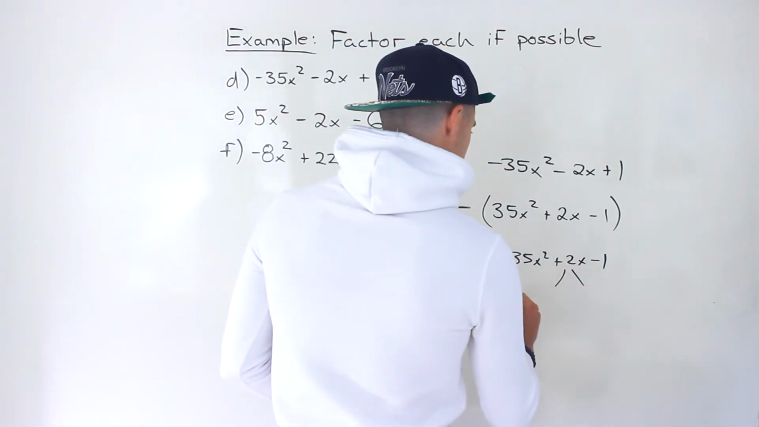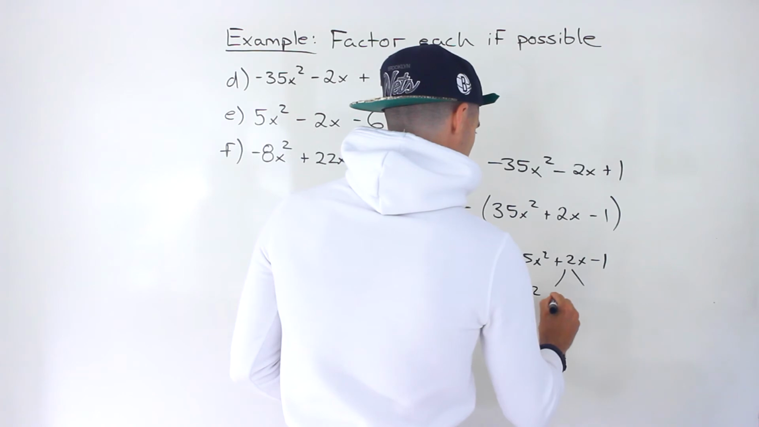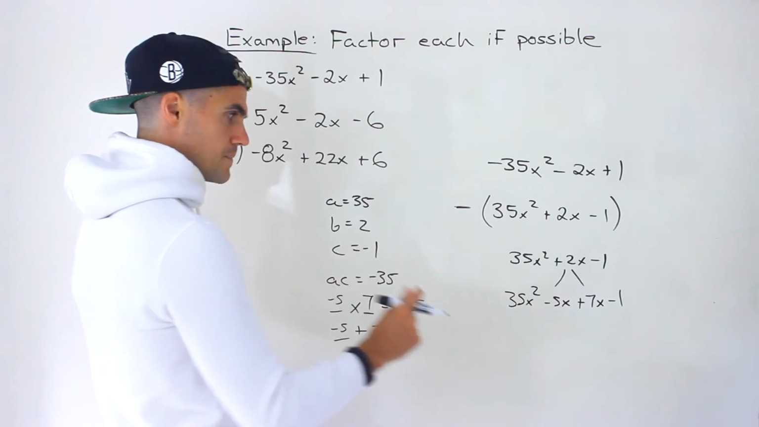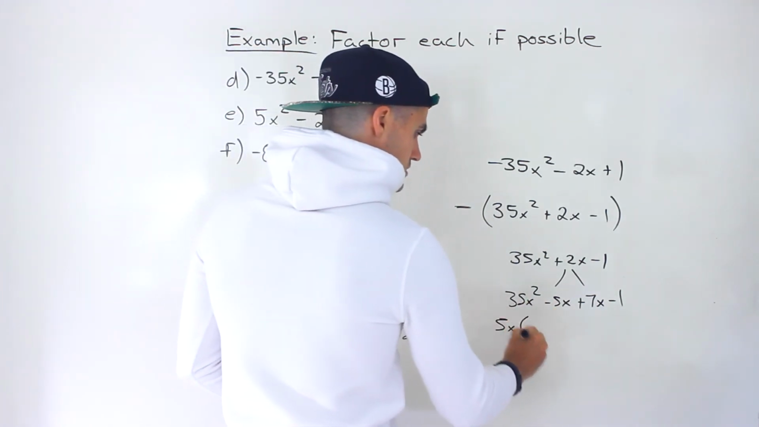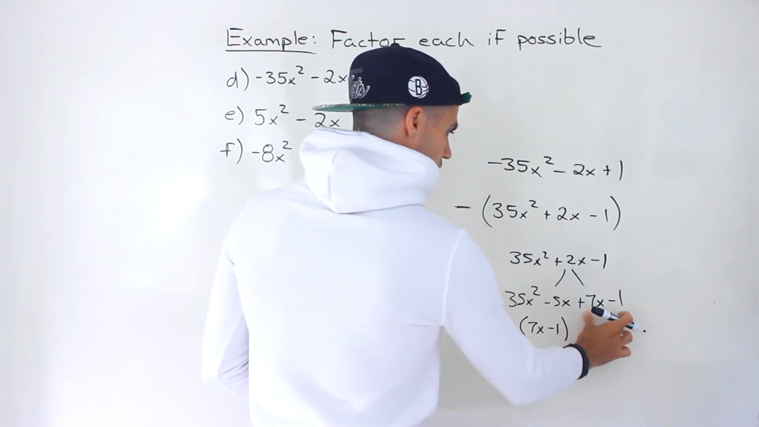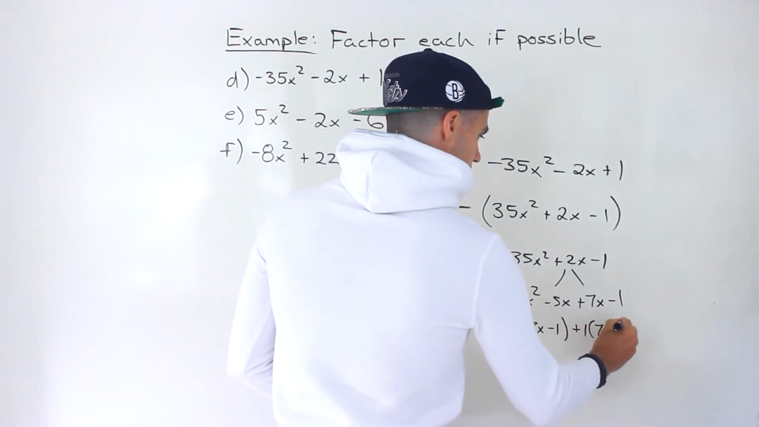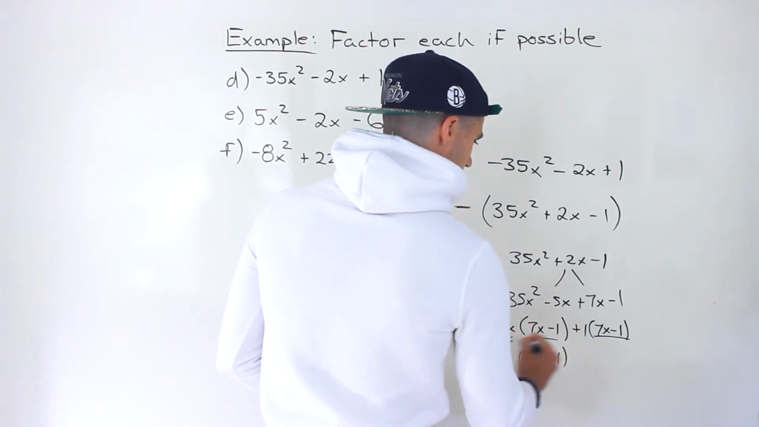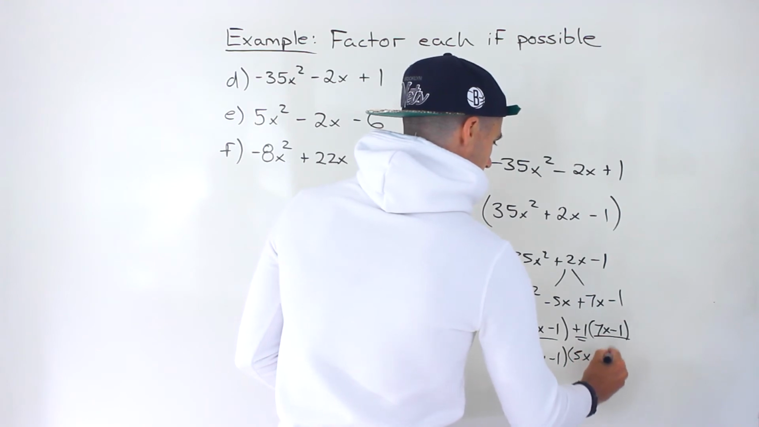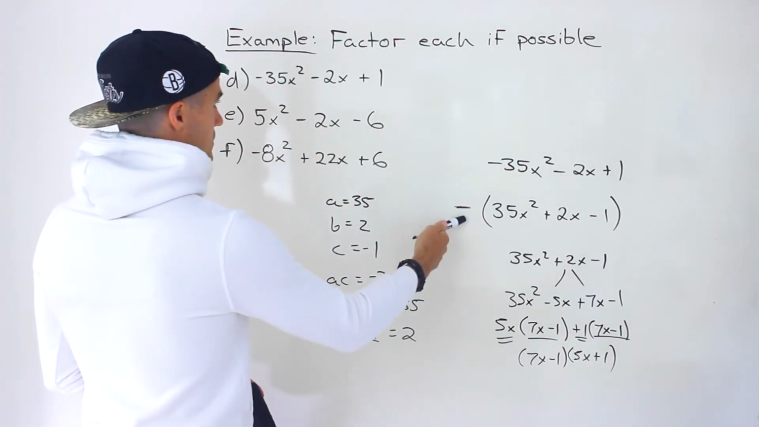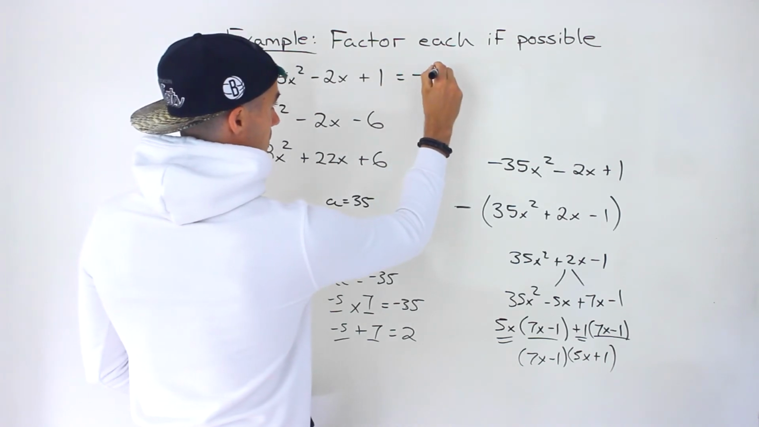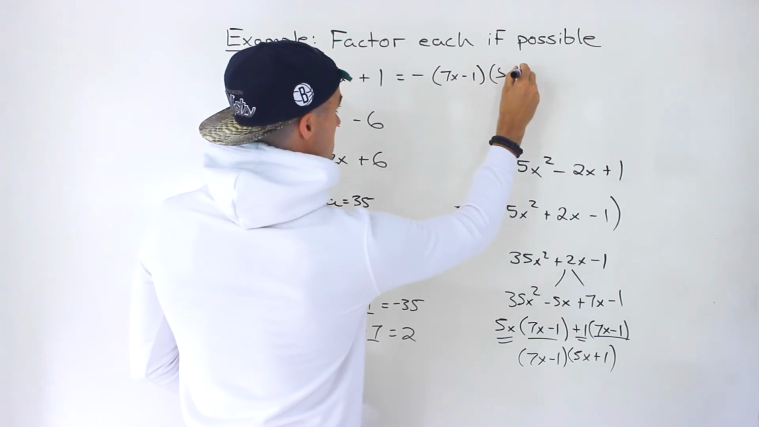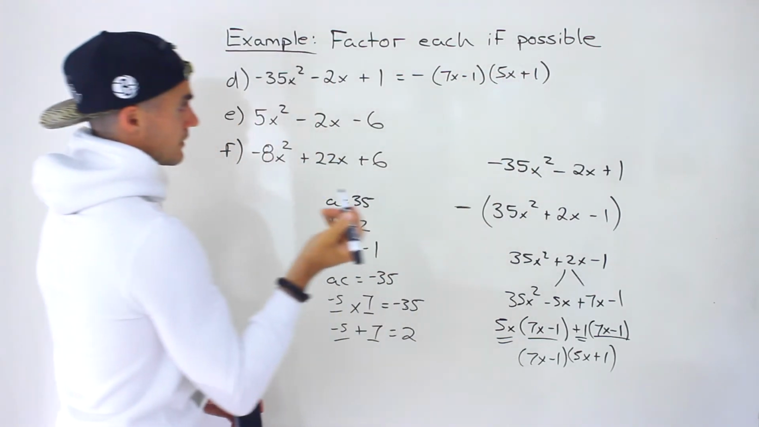So then decompose that B value like that. From these two, we could take out a 5x, so we'd be left with 7x minus 1. And from these two, we could take out a positive 1. So we're left with a 7x minus 1 as well. Then we could take out the 7x minus 1, and we're left with 5x plus 1 like that, right? But remember, we still have that negative in front, so the overall answer ends up being negative, bracket 7x minus 1, 5x plus 1, like that.